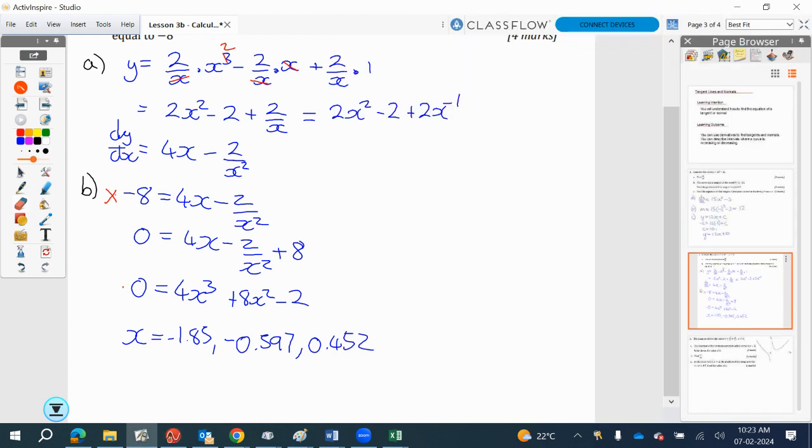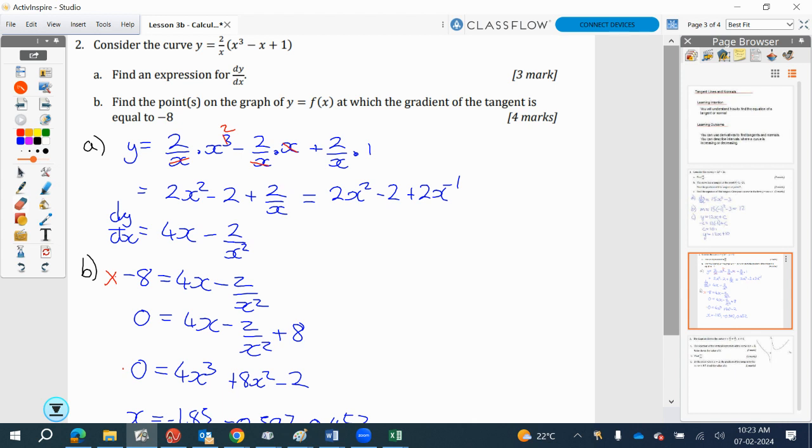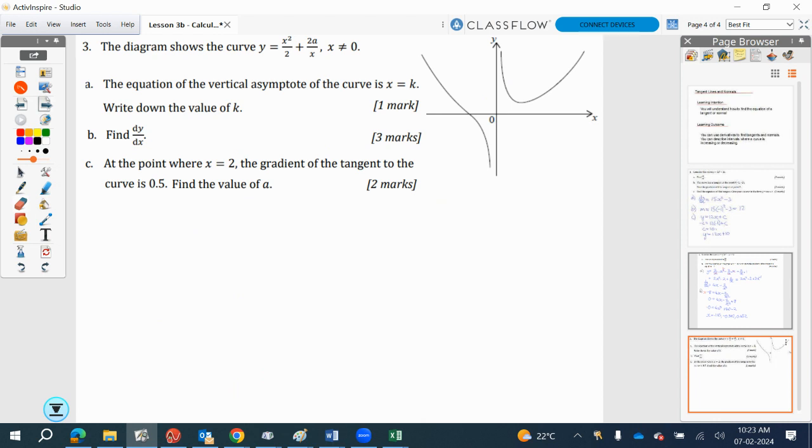You should see that in the question when there's 4 marks that you've got to do something like that to get there. All right, have a go at this one, a little bit more challenging problem solving.